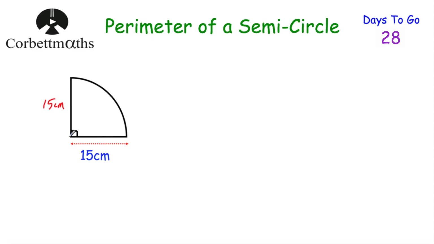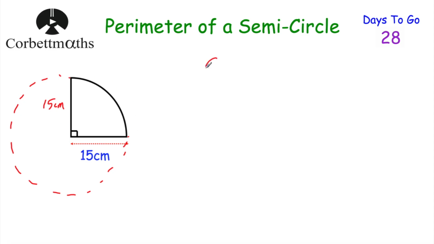That would be the center of the circle. That's the radius and that's the radius, so they're the same length as each other. And we need to add on the length of this arc from here around to here. Now that would be a quarter of the whole circumference of the whole circle. So let's consider the whole circle. If we do pi times diameter, we can find the circumference of the whole circle. And then if we divide by 4, we can find the length of this arc.